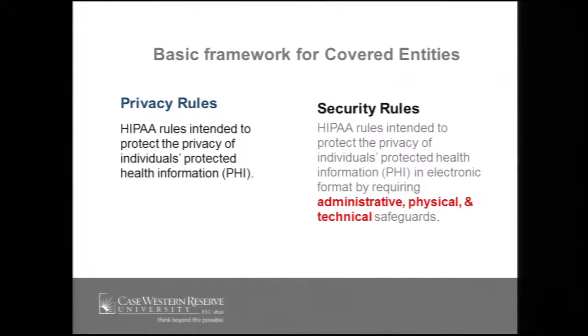HIPAA includes the privacy rules and the security rules. The privacy rules are intended to protect the confidentiality of protected health information, PHI, whereas the security rules are intended to protect PHI in electronic formats. You may have heard that there are administrative, physical, and technical safeguards for PHI. So that originates with HIPAA.